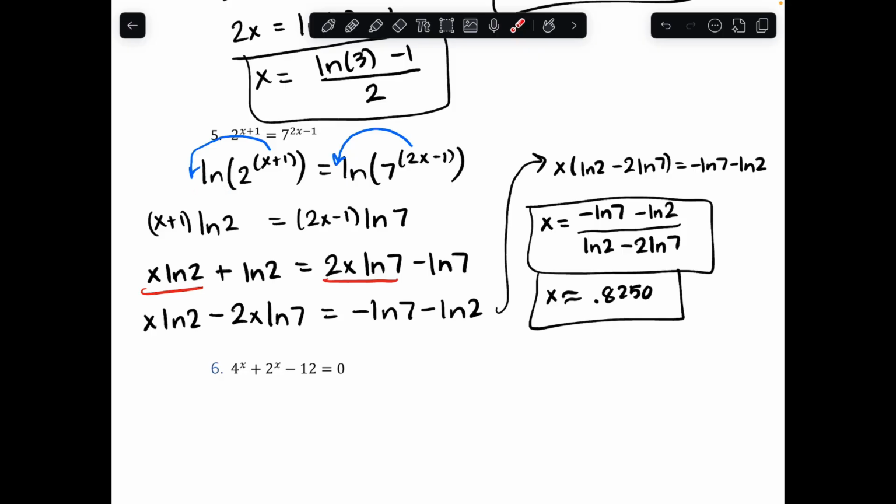However, no matter what you chose for your base, you're still going to get the same approximation if you were to plug it into a calculator. Okay, so let's go ahead and move on down to our last problem.